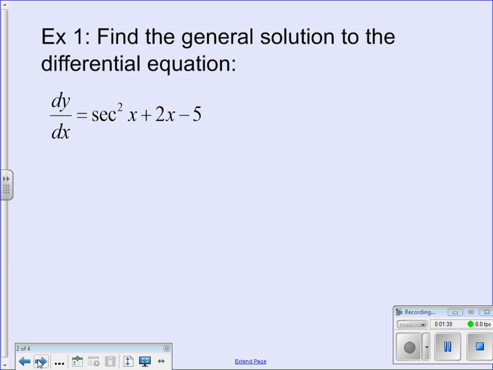Okay, find the general solution to the differential equation dy/dx equals secant squared x plus 2x minus 5. Now, basically what we're doing is we're looking for y. We want y equals. We want to go backwards. So technically what we're doing here, what is the inverse of the derivative? What's the inverse of the derivative? The integral. Integrals and derivatives are inverses of each other.